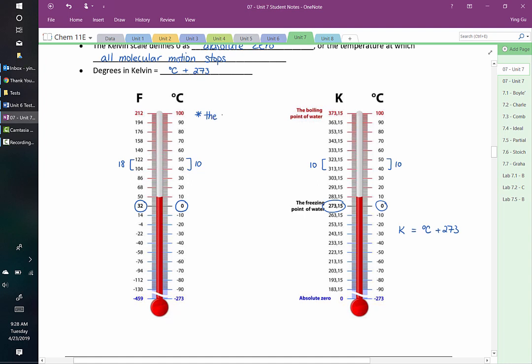Okay? But that is easy to deal with. We've been doing that the whole year with our unit conversions. Can you think about what the conversion factor may be? Did you get it? The conversion factor should be equal to 10 degrees Celsius over 18 degrees Fahrenheit.